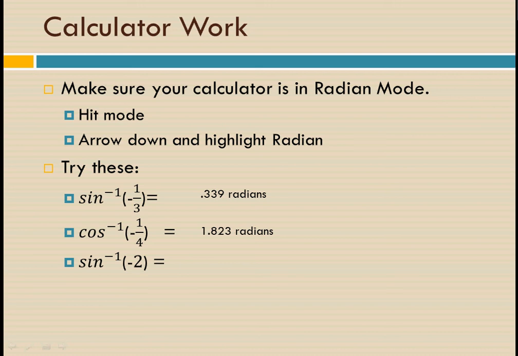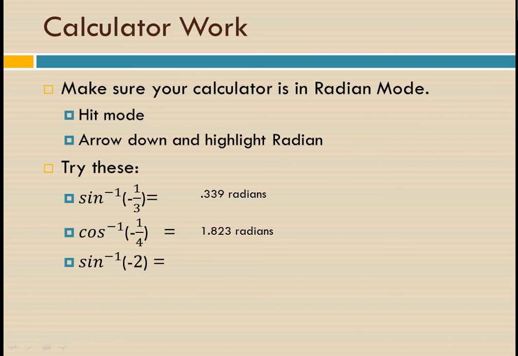Okay, 1.832 radians. Now that I'm thinking about it, sine inverse of negative 1/3 may not be right. It's not. My first one is incorrect. I think I did 1/3. Of course I made a mistake. This long video and I make a mistake.